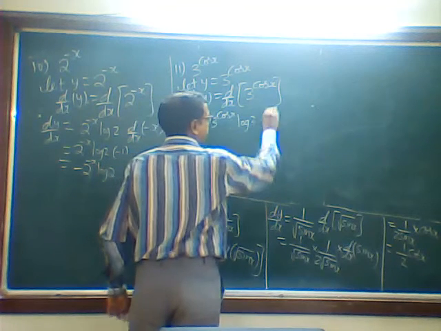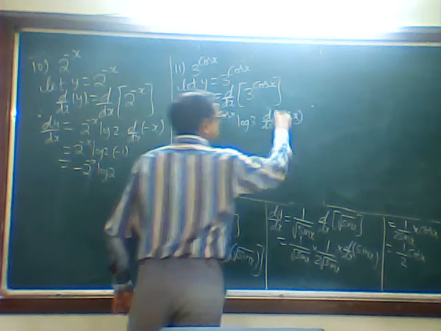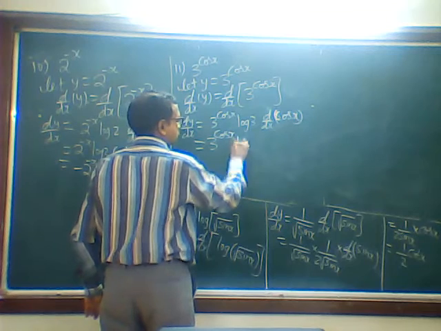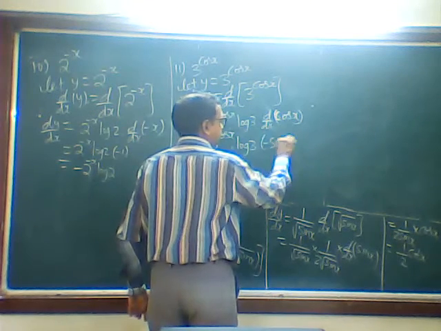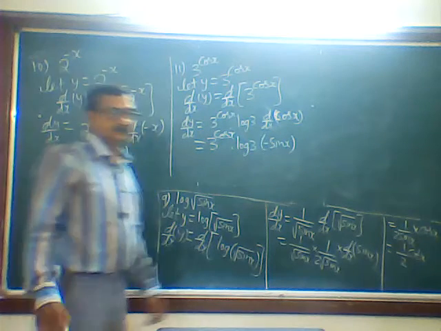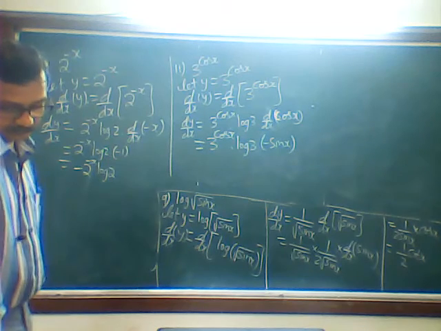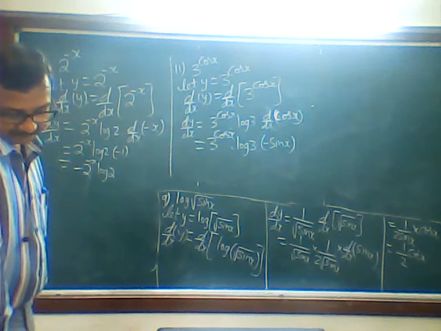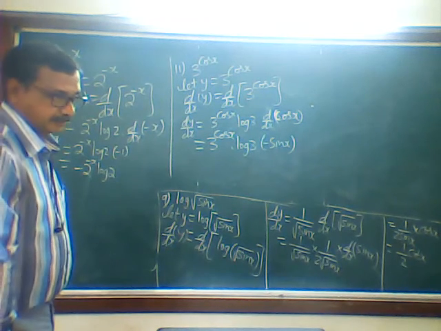Then again differentiation of cos x. d by dx of cos x is minus sin x. This much only you can keep, no need to differentiate further. Okay.